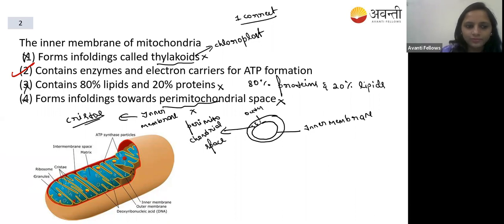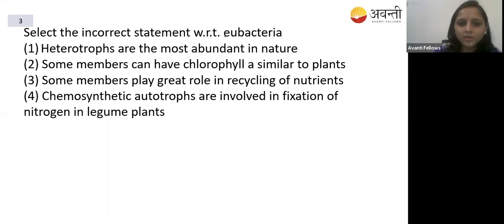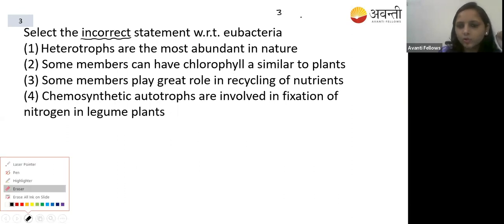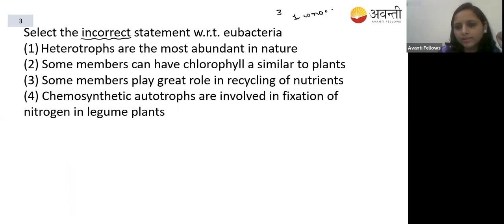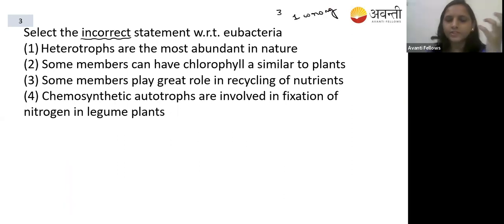Okay. Fine. So let us go to the third question. In the third question, they are asking, select the incorrect statement with respect to bacteria. So recall, guys, here they are asking for the incorrect statement. Incorrect means what? Three statements are correct here, whereas one is wrong, right? So let us guess which is the wrong option.